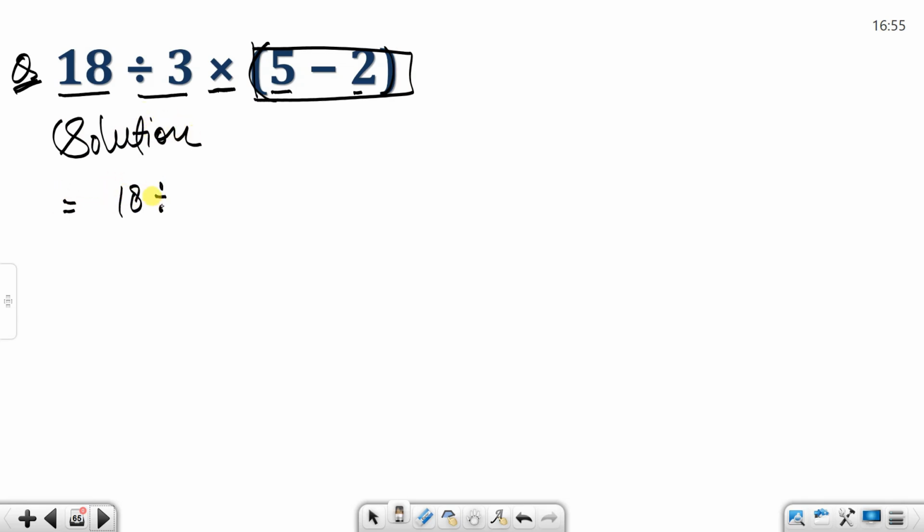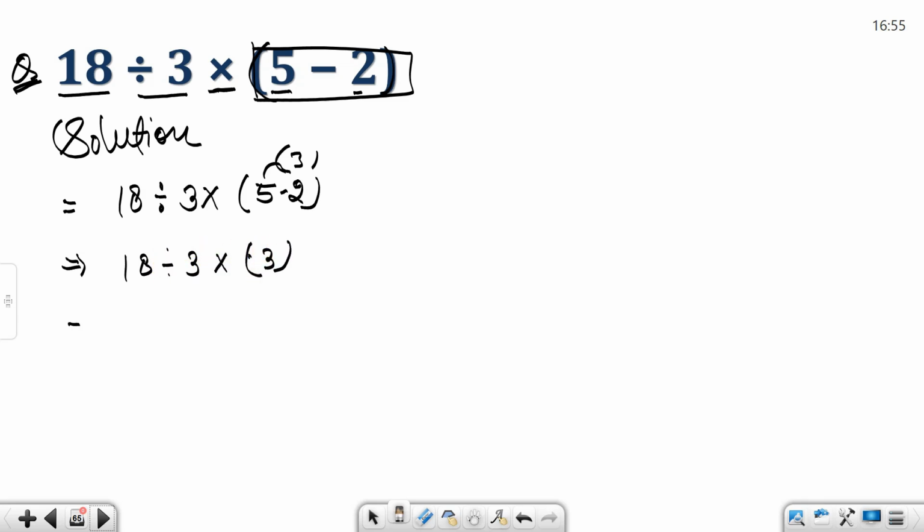18 divided by 3 multiplied by 5 minus 2. 5 minus 2 will be 3. 18 divided by 3 multiplied by, in brackets, 3. Let's solve further. 18 divided by 3 multiplied by 3.